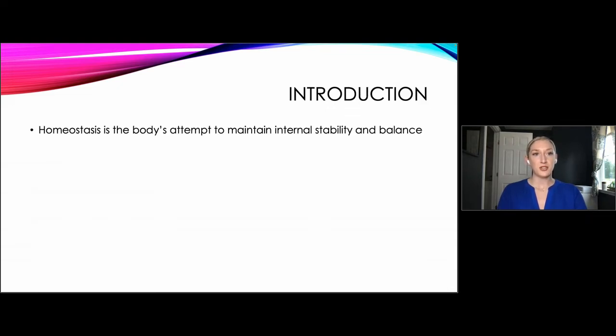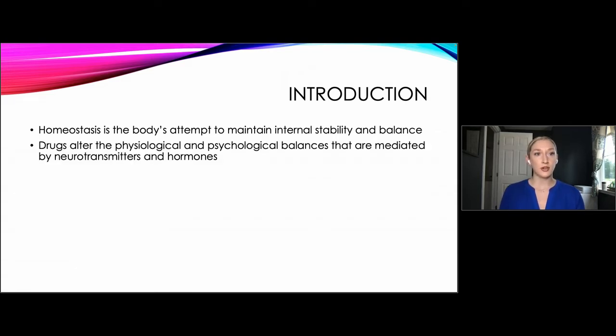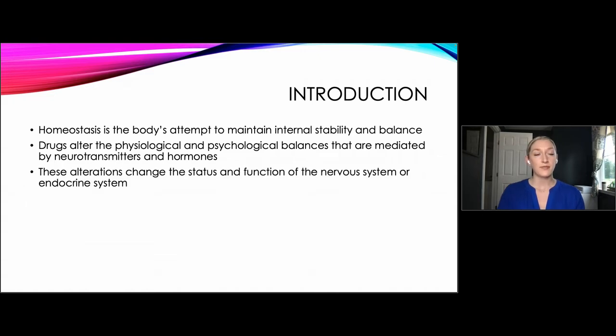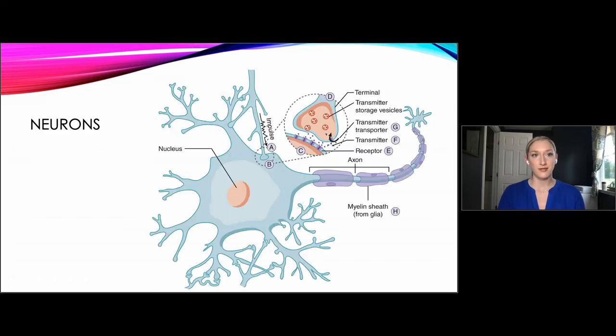So let's begin with an introduction to homeostatic functions and systems. Homeostasis is the body's attempt to simply maintain internal stability and balance. Drugs alter the physiological and psychological balances that are mediated by both neurotransmitters and hormones within the body. These alterations change the status and function of the nervous system or endocrine system. So now we're going to jump into explaining a neuron.